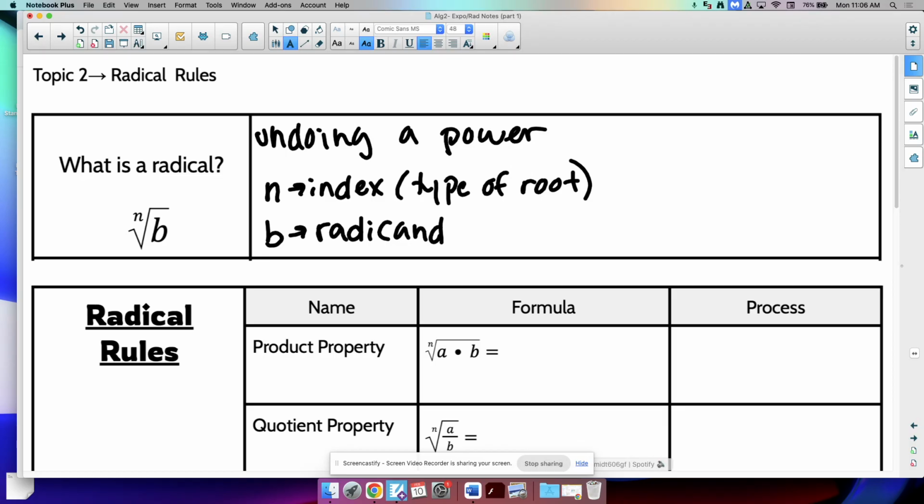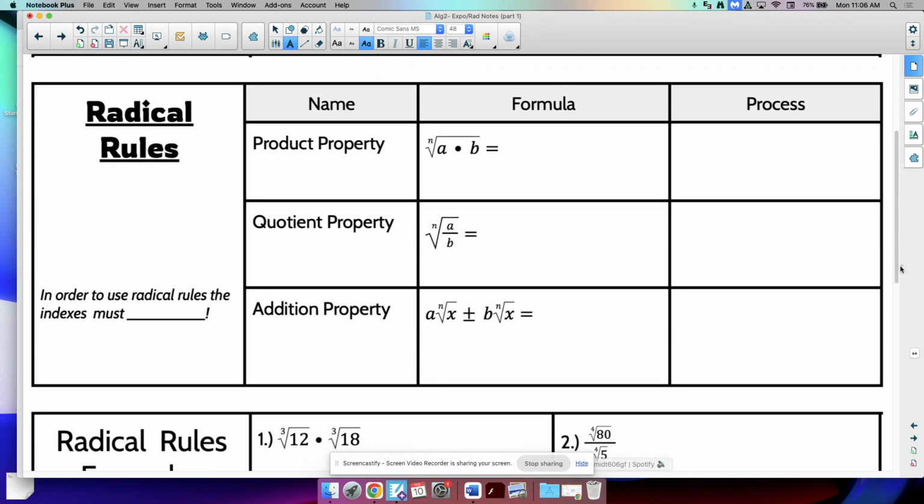Again, only 3 rules we're going to go through, but the way that they show up in the examples can make it a little bit trickier. You guys have been doing these rules unofficially all year. Main thing about radical rules is in order to use radical rules, the indexes must match. So a square root does not work with a third root. A 5th root can't work with a square root. They have to be the same type of radical. Just like you can't combine an x squared with an x to the third, they have to be the same type of power, the same type of root.